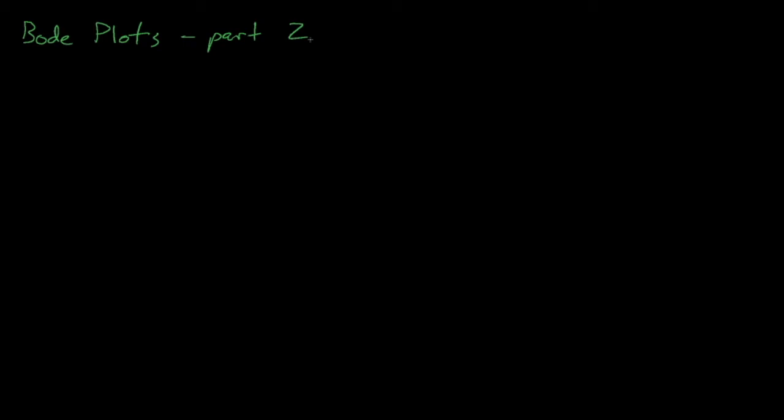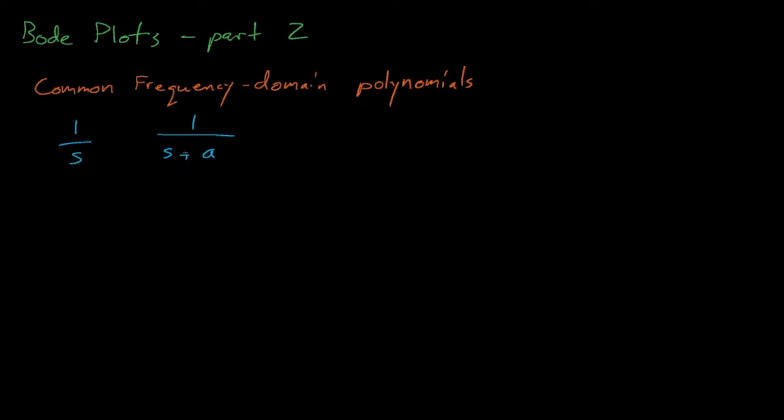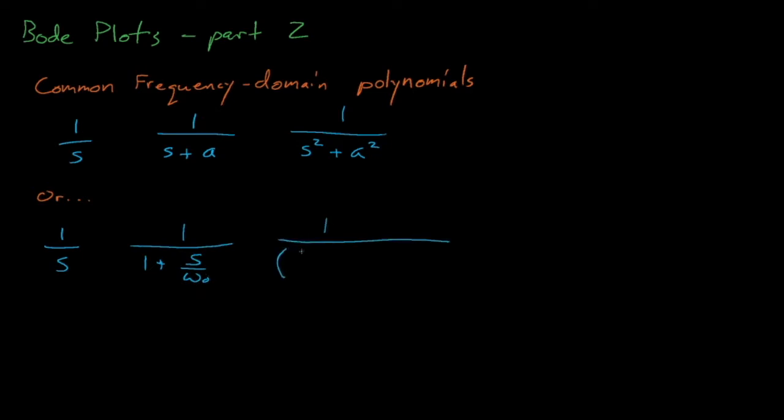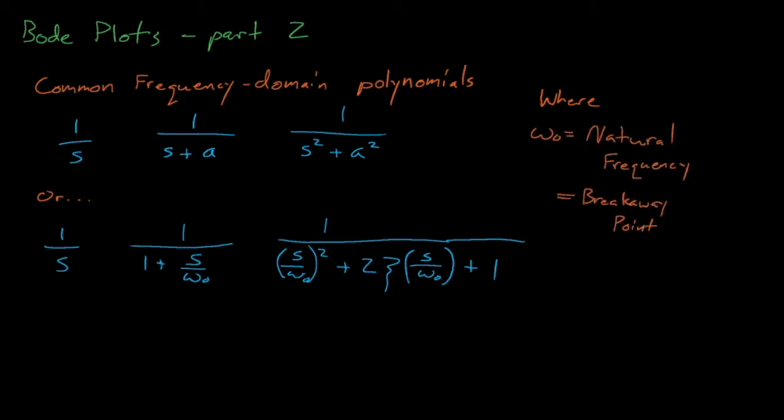In this analysis, our control elements generally contain the following classes of frequency domain polynomials. We discussed how to generate Bode plots for the 1 over s function in our last lecture, and today we'll see how to generate Bode plots for these other polynomials. As we'll see, it's generally helpful to rewrite these functions in the following form so that we have 1 plus s divided by omega naught terms in the denominator, where omega naught equals the natural frequency or breakaway point of the plot. The squiggle term here represents something that we'll discuss later.